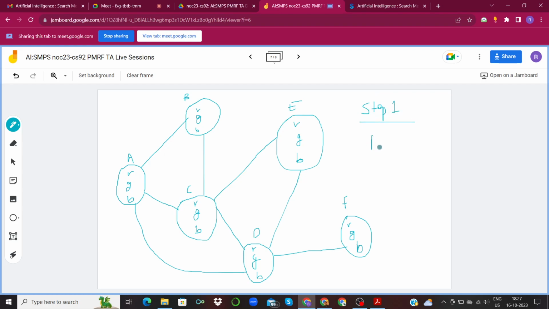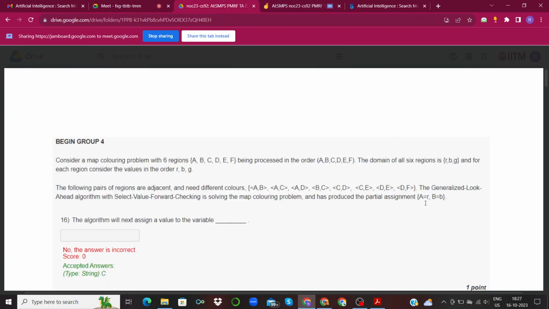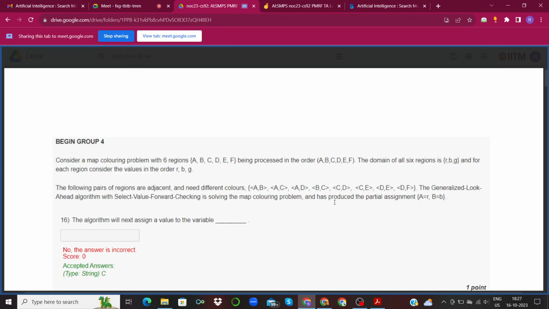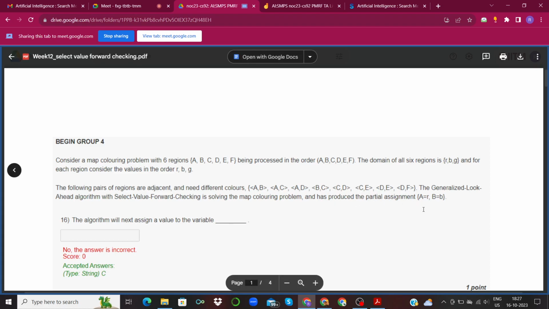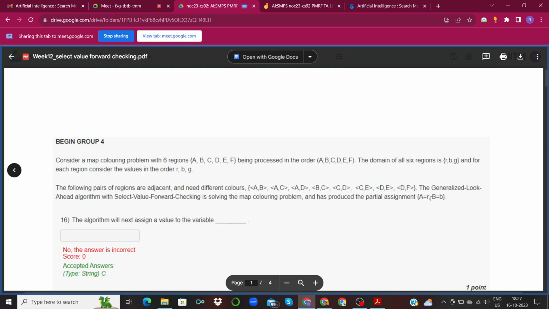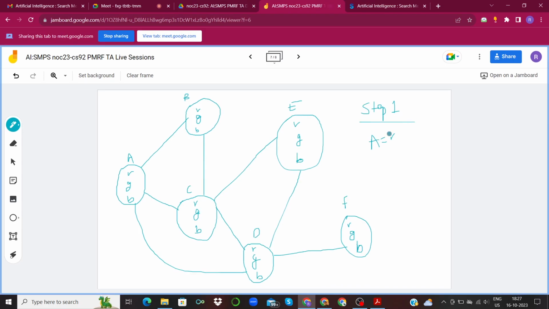In the first step we are told that A is assigned R, right? That is the information that is given to us in the partial assignment in the question itself. Over here we are given that the map coloring problem has already produced a partial assignment A equals R and B equals B. So we'll first consider step 1, which is just A equals R, and we'll cross out all the colors that are not possible in the different regions.